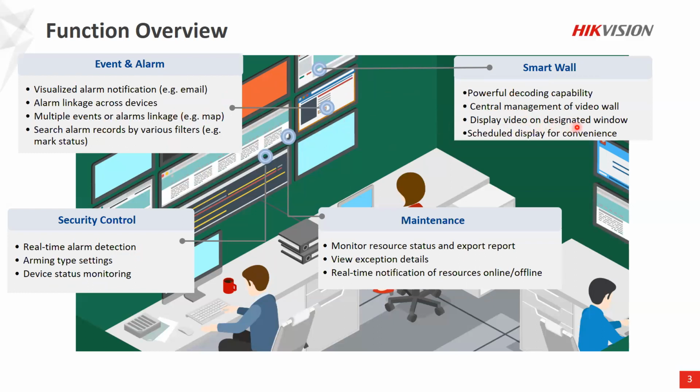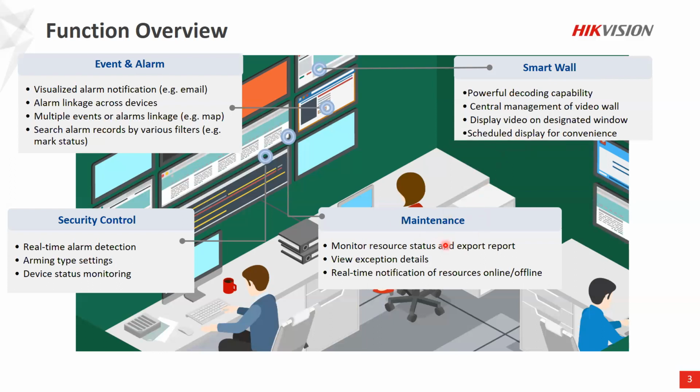What can we do with it? Display video on designated windows, so we can determine which camera or cameras or information we want to display on what type of monitor, which monitor. And then we also can schedule displays. If we're monitoring certain events every single day, let's say on a routine basis between 5 and 6, we're watching closing times or closing doors and those kind of things, we can have a certain schedule set up with a certain number of cameras displayed automatically, so we don't have to call it up every single time.